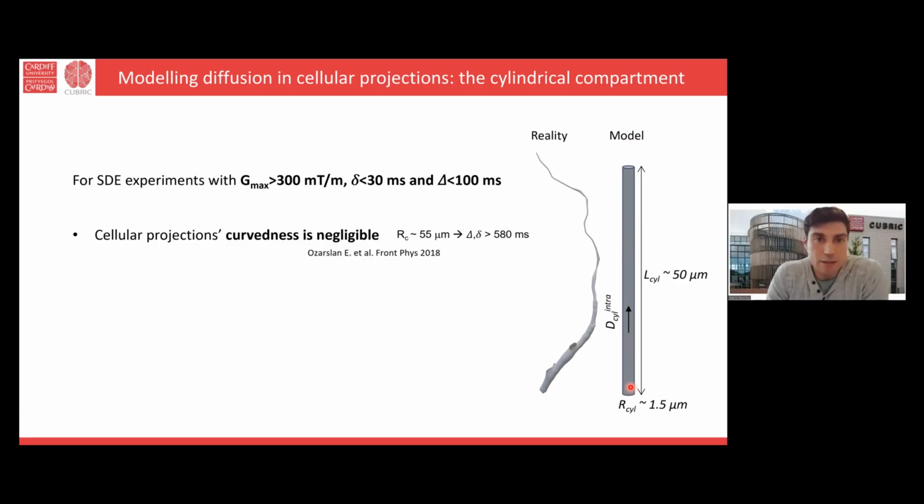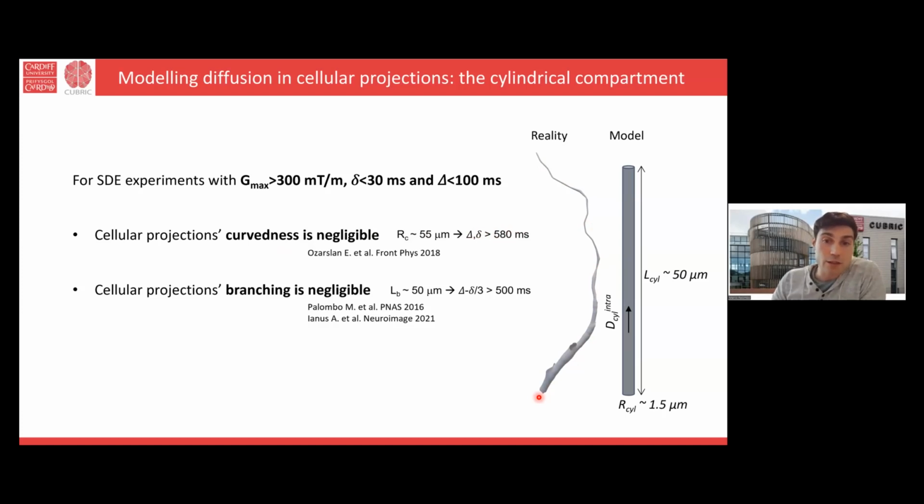Let's assume you have access to a very powerful scanner, either a preclinical scanner or a connectome like the one we have in CUBRIC, and you can push your acquisition to a short time regime, so short pulses and short diffusion time. Which of the features we mentioned can make an impact on your measurement? So the cellular projection curvature is likely negligible. We said this is on the order of 60 micron, which means your diffusion time should be very long to be able to appreciate its impact on the measurement. So the curvature of the fibers can be neglected.